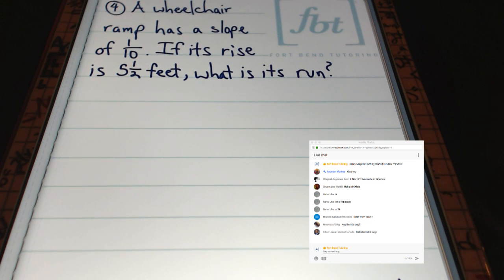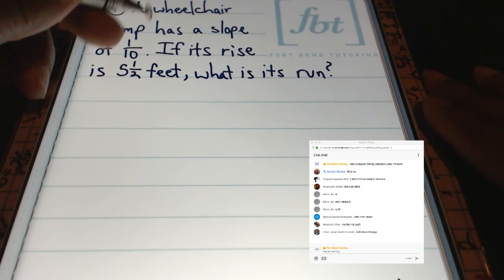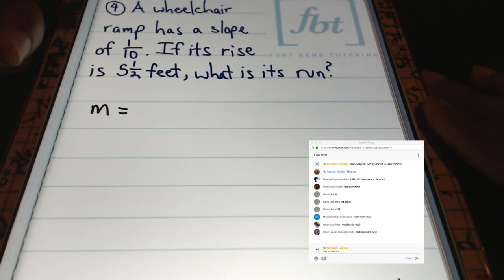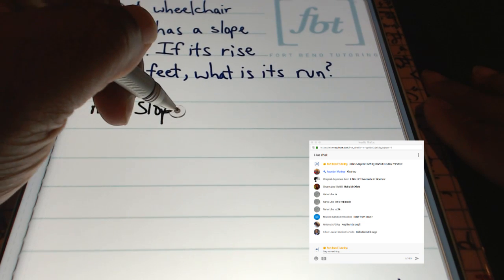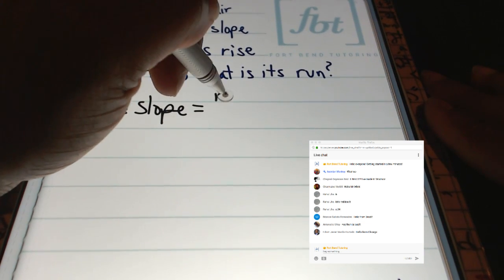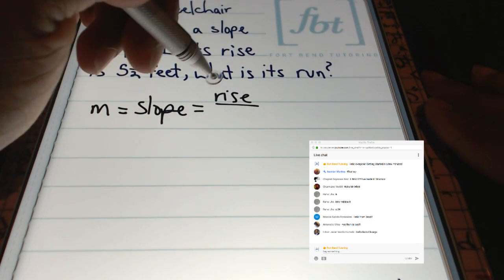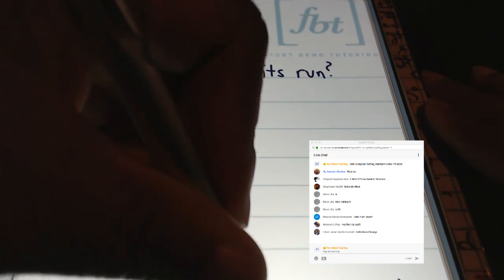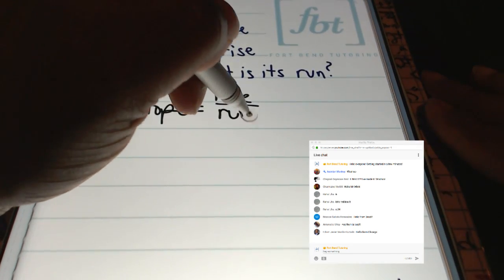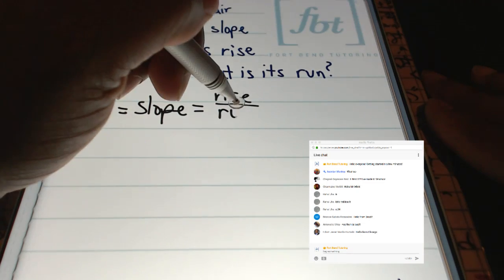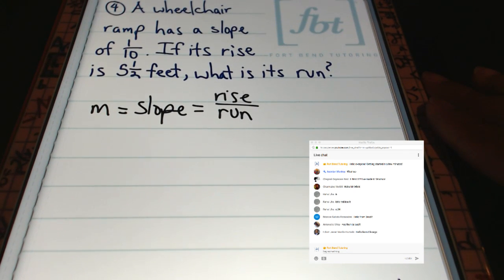Let's check it out. It says a wheelchair ramp has a slope of 1/10. If its rise is 5.5 feet, what is its run? All right, well, talking about that slope value, that M value, when you're dealing with the slope, we can define that as the rise or the change in the y values divided by the run, aka the change in the x values. All right, so this is what they're referring to. Okay, there we go. The rise divided by the run.